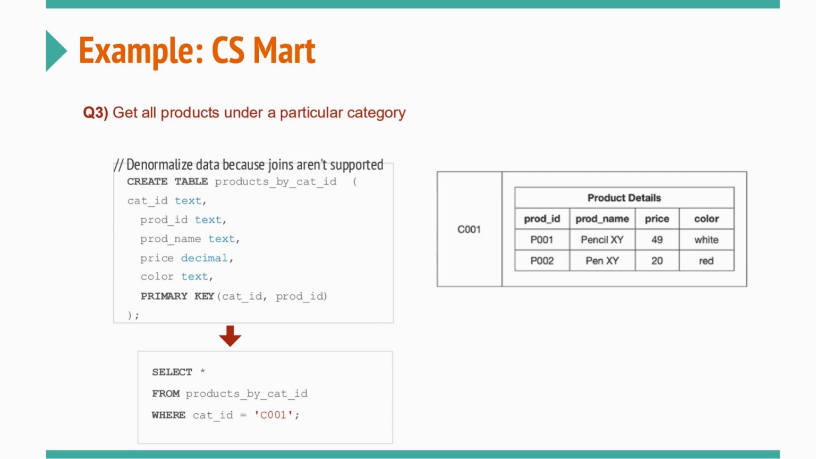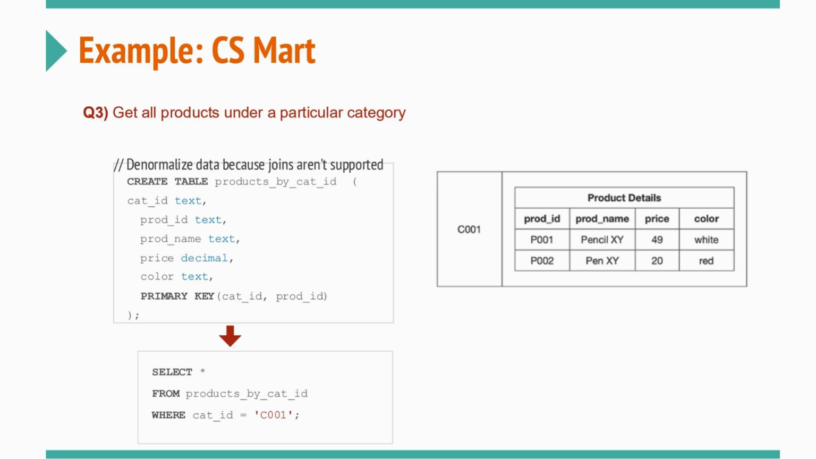Now for Q3, get all products under a particular category. How do we solve this? We can't join our first 2 tables. So, following our design rules, we create a new table specifically for this query. We'll call it products by cat ID. Look at the primary key, cat ID, prod ID. Here, cat ID is the partition key, which means all products belonging to the same category will be stored together in one partition. Prod ID is the clustering key, which will sort the products within that category.